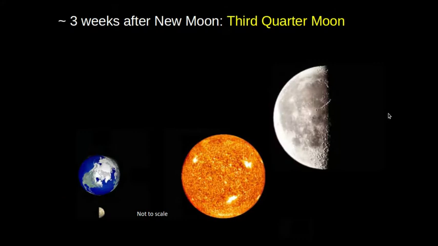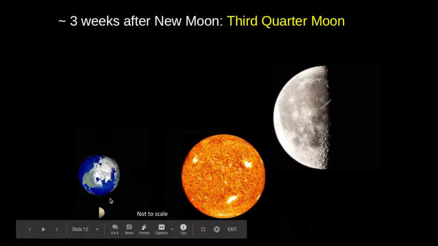All right, so about 3 weeks from the start, we're 3/4 of the way through our cycle of moon phases. So now we're going to see a half moon again, but the right side will be lit up, not the left side. Or the left side will be lit up, not the right side, sorry.